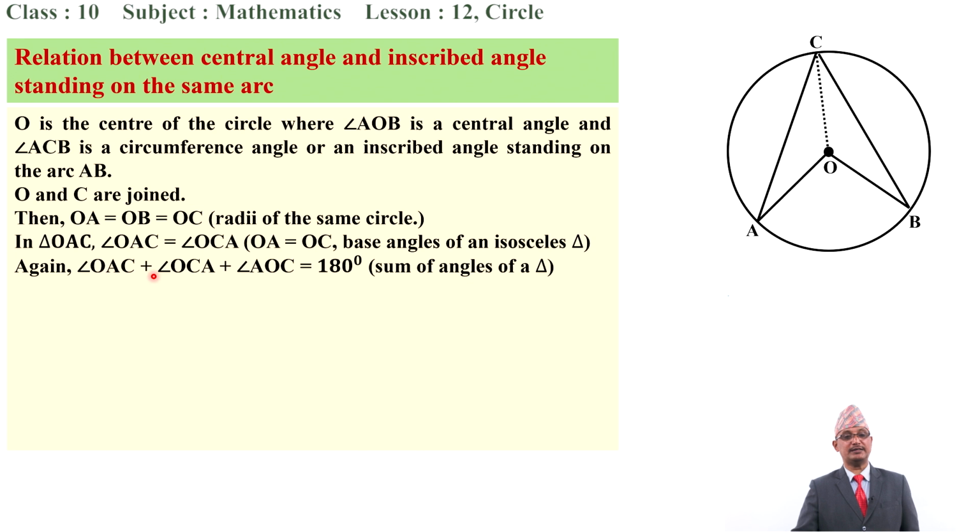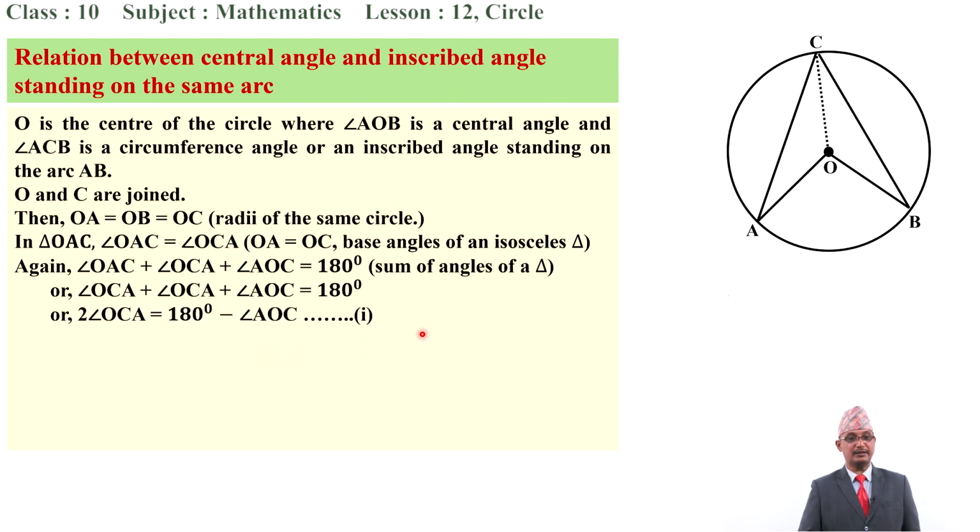Instead of angle OAC, what can we write from here? OCA. Then it becomes angle OCA. Instead of OAC, we have written OCA, because OAC is neither part of the central angle nor part of the inscribed angle. So OCA plus OCA plus angle AOC equals 180 degrees. OCA plus OCA becomes 2 times angle OCA, and if I send angle AOC to the right hand side, it becomes 180 degrees minus angle AOC.